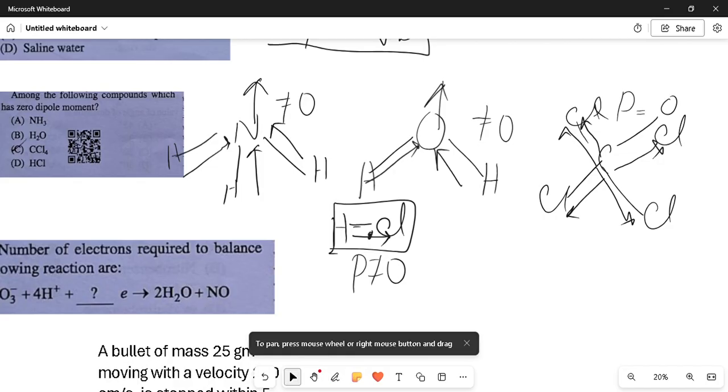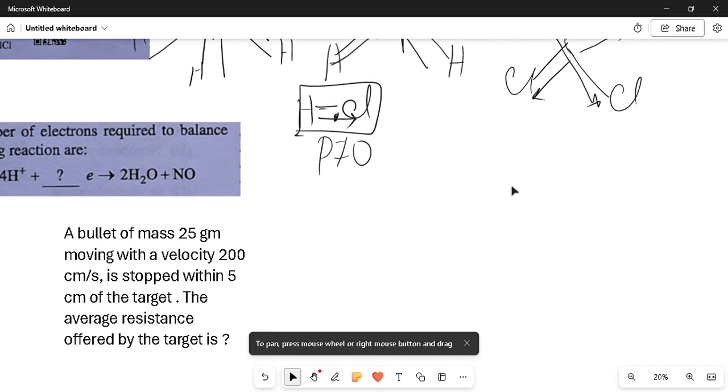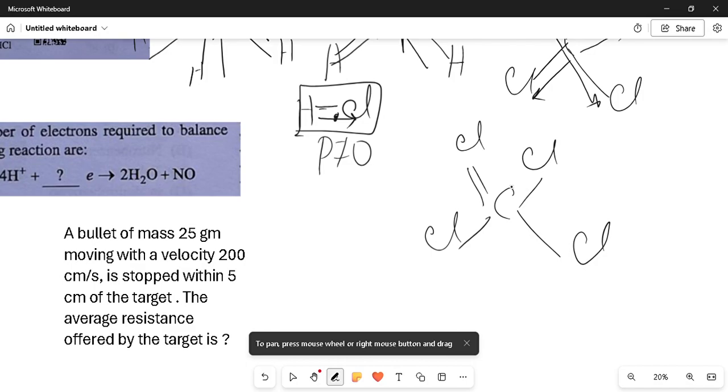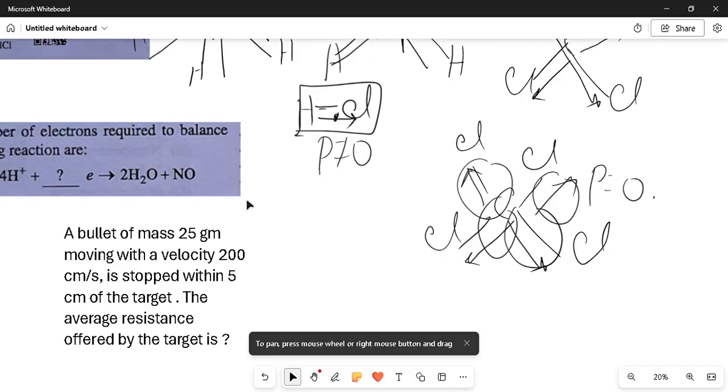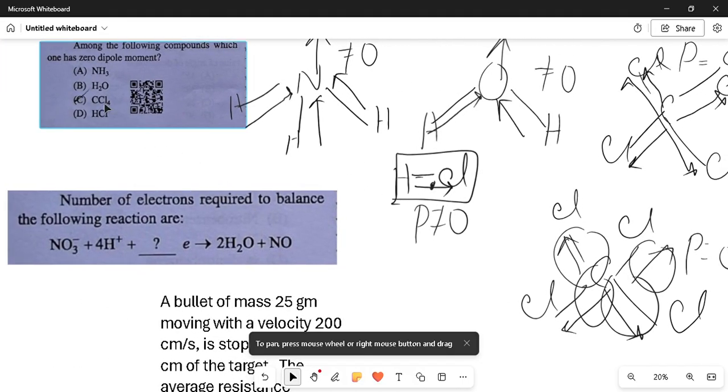But here for CCl4, one thing: CCl4 has a tetrahedral structure and chlorine is more electronegative, so these dipoles cancel each other, so the total dipole moment is 0. So CCl4 will be the answer. This is a basic question, and CCl4 is the answer.